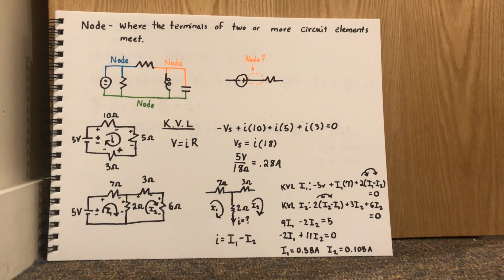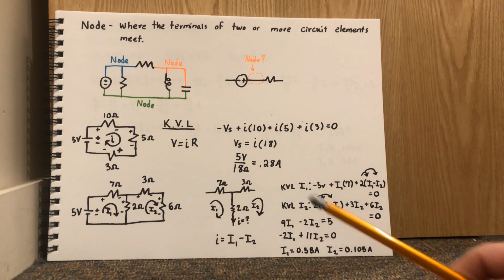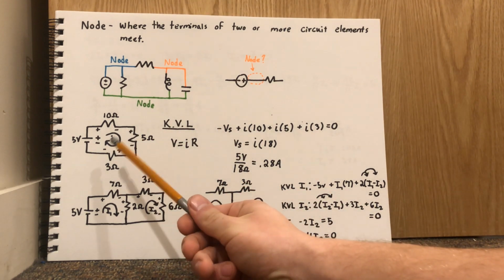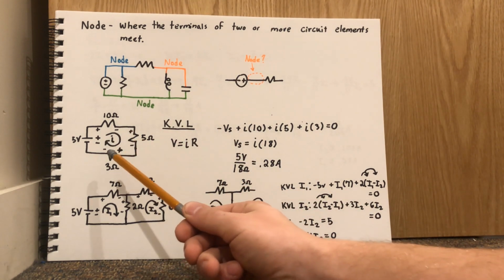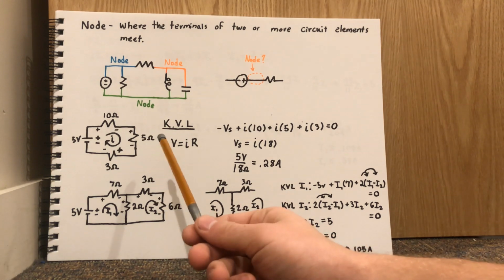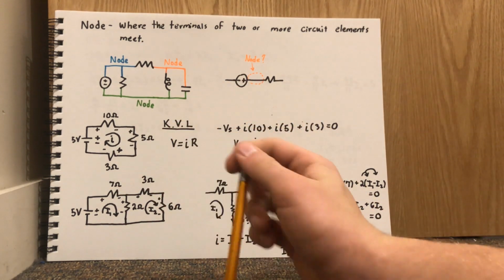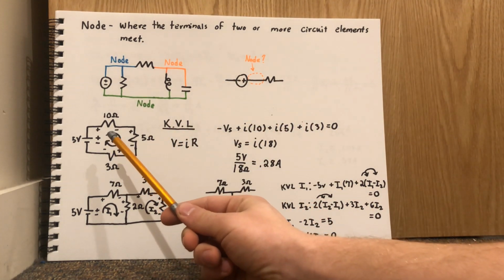Next we're going to talk about applying Kirchhoff's voltage law that we learned earlier, which is that the voltage in a closed loop must equal 0. If we look at this here, we know that this loop is going to have current. And since we use conventional current, we're saying that it goes clockwise.